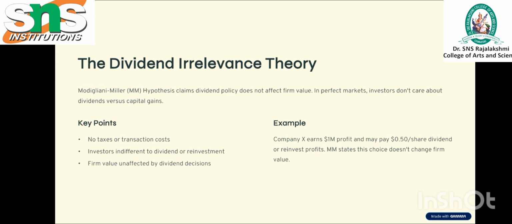Example, suppose a company X earns $1 million profit and it may pay $0.50 per share dividend, or they can reinvest their profit. The MM approach states this choice does not change the company's value, or it will not have any impact on the shareholders' perceptions. That is what the dividend irrelevance approach tells.